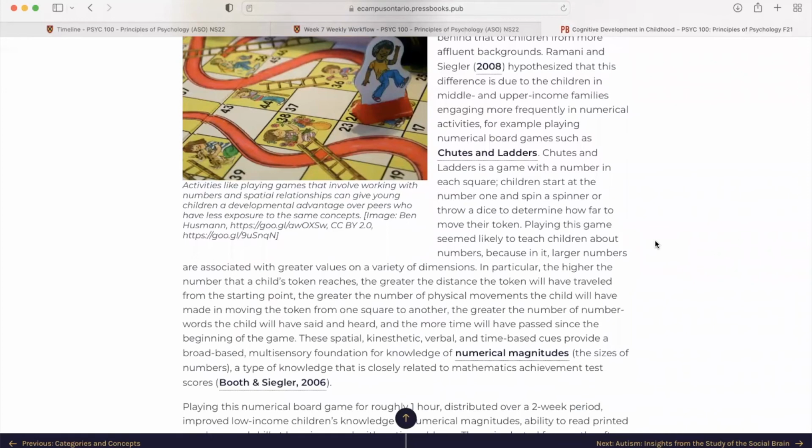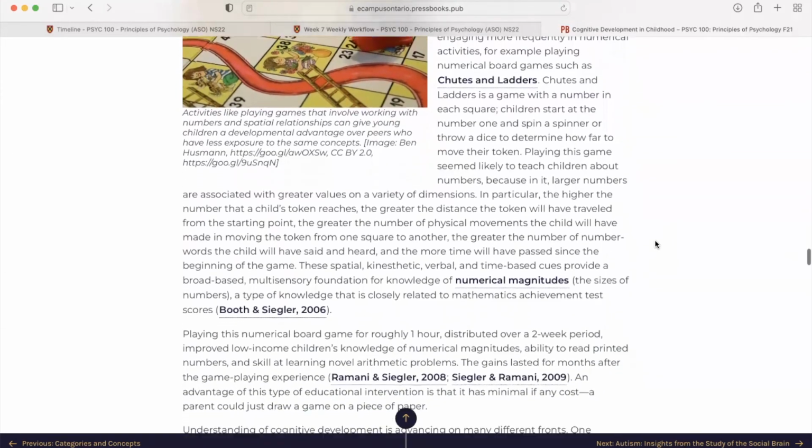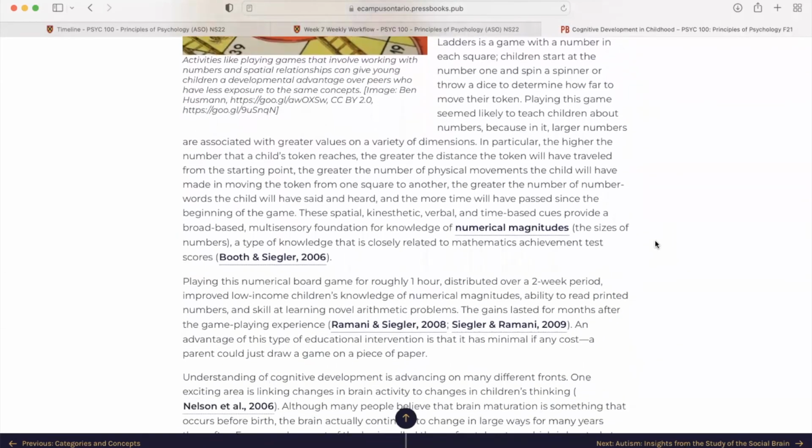Chutes and Ladders is a game with a number in each square. Children start at the number 1 and spin a spinner or throw dice to determine how far to move their token. Playing this game seemed likely to teach children about numbers because in it, larger numbers are associated with greater values on a variety of dimensions. In particular, the higher the number that a child's token reaches, the greater the distance the token will have traveled from the starting point, and the greater the number of physical movements the child will have made in moving the token from one square to another.